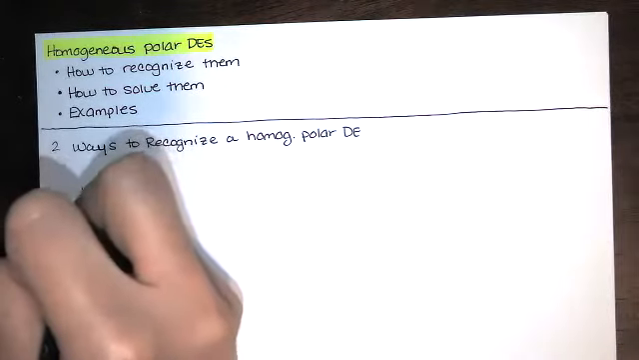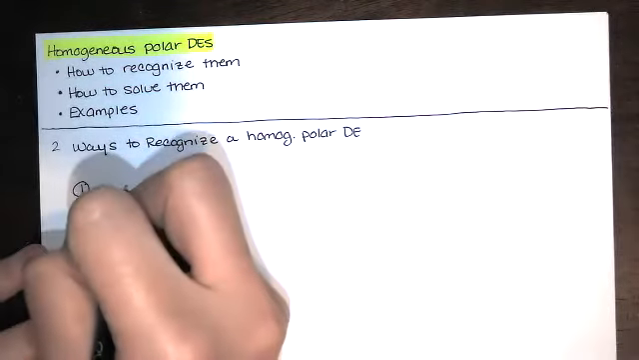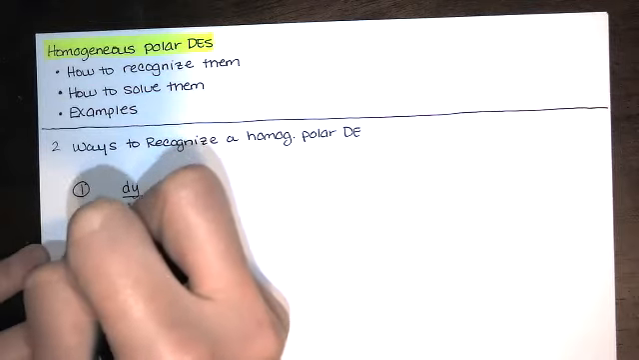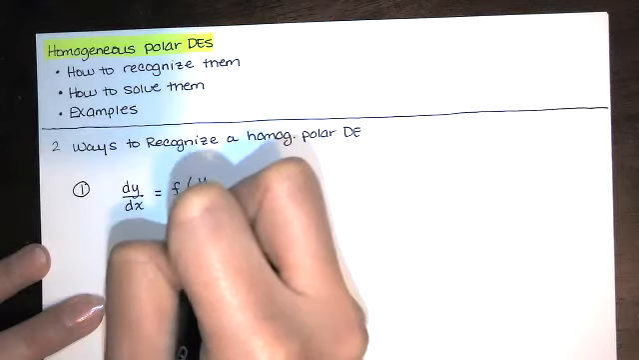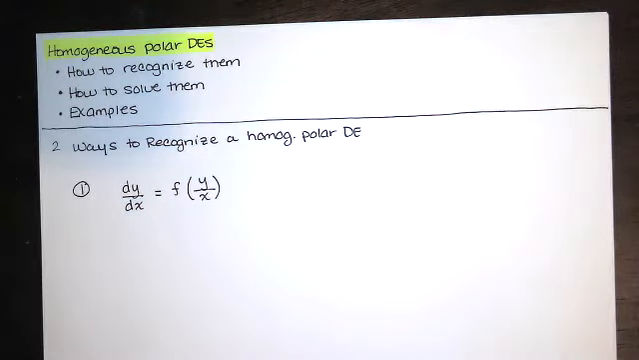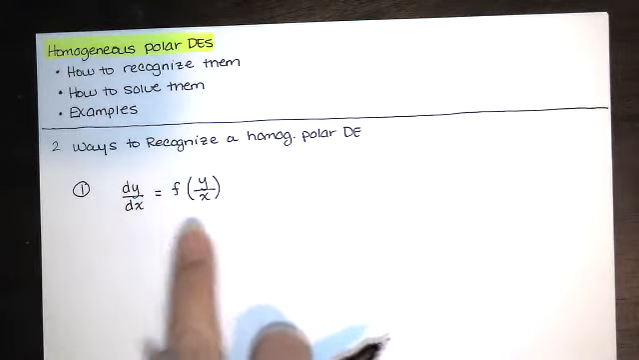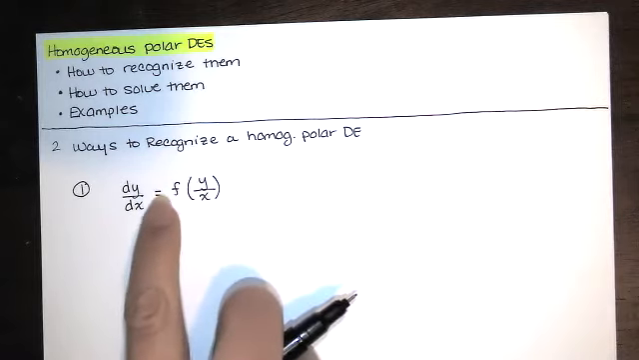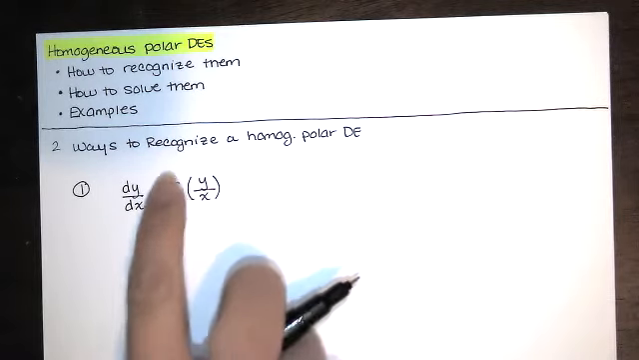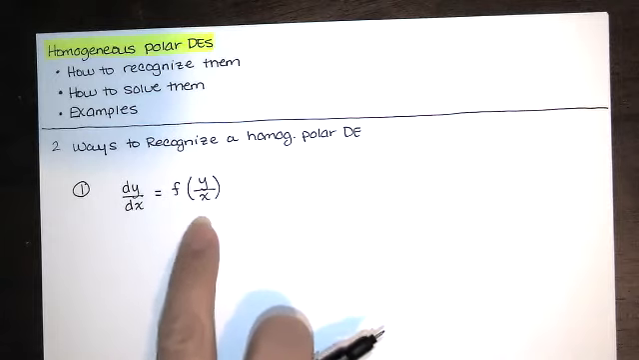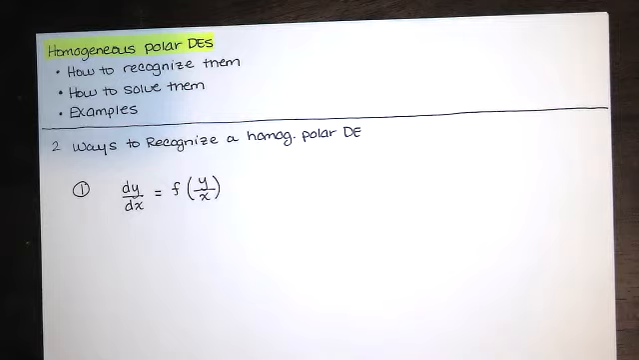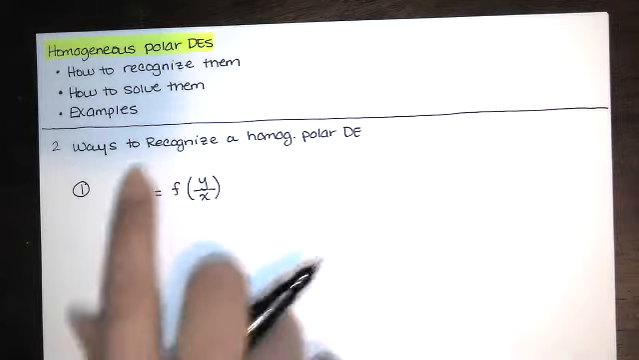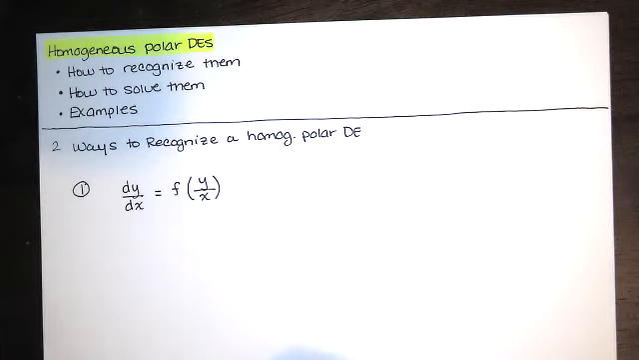If the differential equation can be written in this form. So if dy/dx is equal to a function of y divided by x. So you can get that first derivative by itself, and you can write this right-hand side as a function of y over x. So it might have a y over x squared in it. It might have a sine or cosine of y over x. It might have a y over x cubed. If you can write the differential equation in this form, it's homogeneous polar.